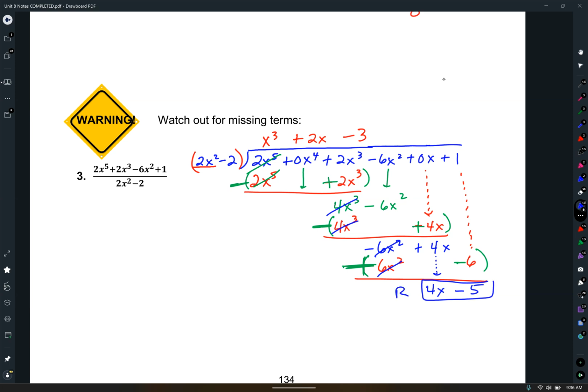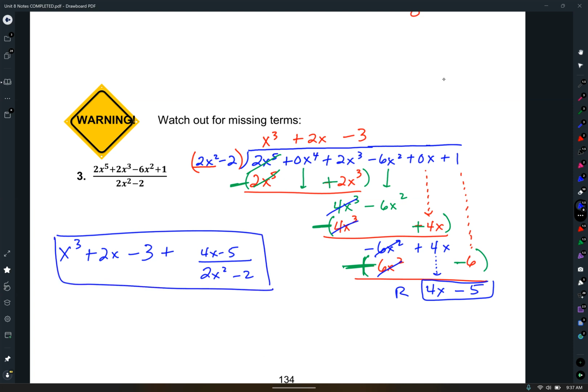So I'm going to say my solution is x cubed plus 2x minus 3. But we're not in 5th grade anymore. We don't write r for remainder. We write our remainder as a fraction. So I'm going to say plus, the fraction is going to be the remainder, 4x minus 5, over whatever you divided by, 2x squared minus 2. So this is the way you would write your solution for long division.